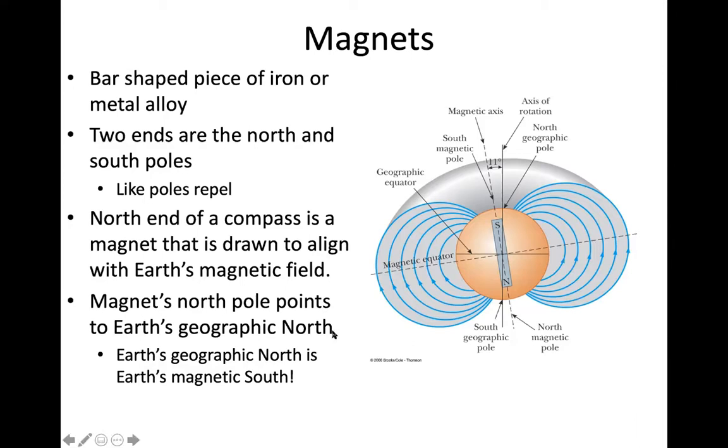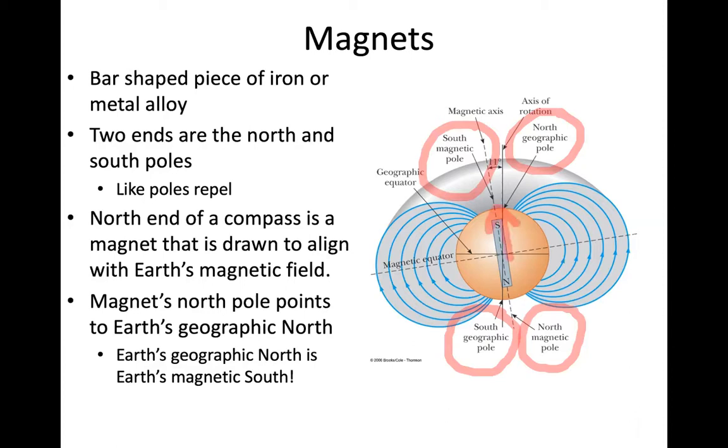And Earth's magnetic field is actually reversed from what we think. Earth's geographic north, the North Pole out by Greenland and Iceland, is actually magnetic south. And likewise, the geographic South Pole, where Antarctica is, is our magnetic north. And that's why a needle on a compass lines up to geographic north, because the north end of the needle is being attracted to the south end of Earth's magnetism.